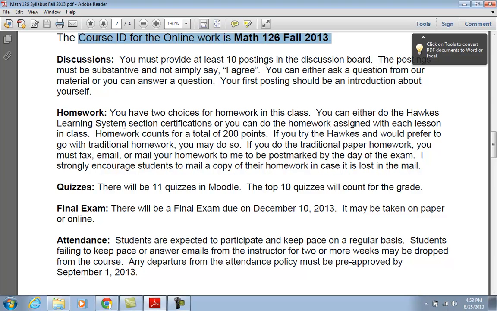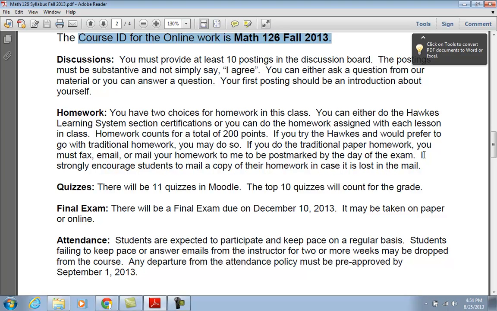Homework: you have two choices. You can either do the Hawks Learning System section certificates, or you can do the homework assigned with each lesson in the class. Homework counts for a total of 200 points. If you try the Hawks and prefer to go with the traditional homework, you may do so. If you do the traditional paper homework, you must fax, email, or mail your homework to me to be postmarked by the day of the exam. So send me a copy, or take a copy of it and send me the original.